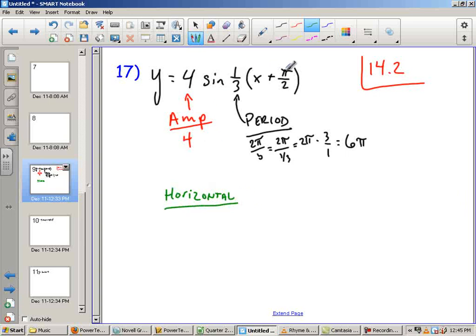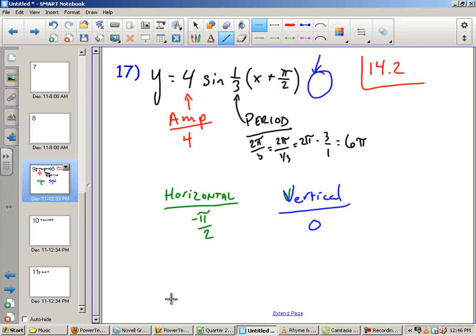The horizontal shift is whatever makes the parentheses 0. And since this is x plus pi halves, I'm going to say that if x was negative pi halves, it would make the parentheses 0, and that would take care of the horizontal shift. Last is the vertical shift, and vertical shift is always outside. If there's something added or subtracted, that'll be my vertical shift. In this case, there's none, so I'll put 0.